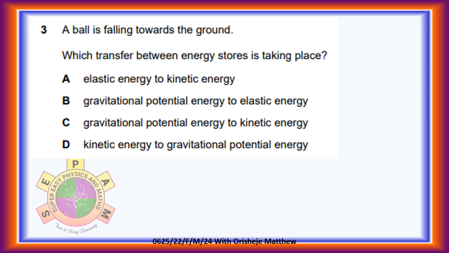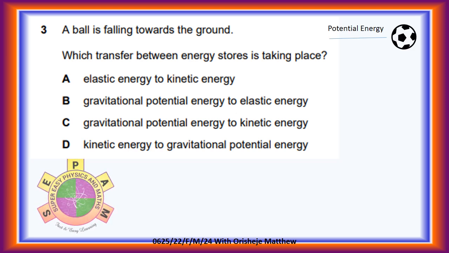Gravitational potential energy, this is the energy stored in an object due to its position in a gravitational field. In this case, the higher the ball is, the greater its gravitational potential energy. Kinetic energy, this is the energy of motion possessed by an object. As the ball falls, it gains speed, and therefore, its kinetic energy increases.